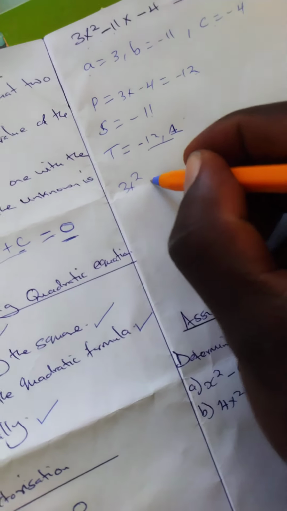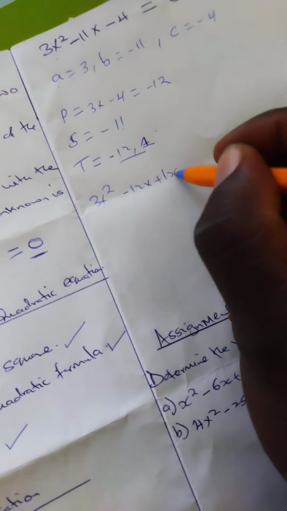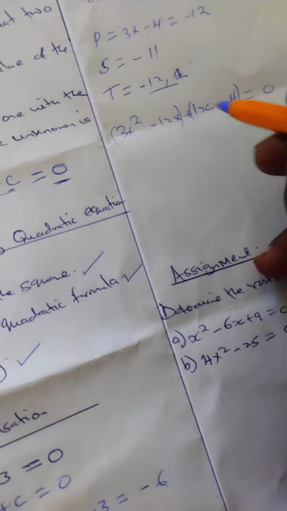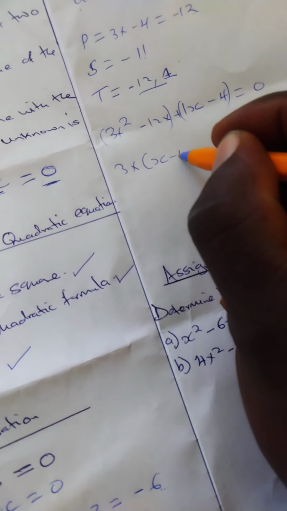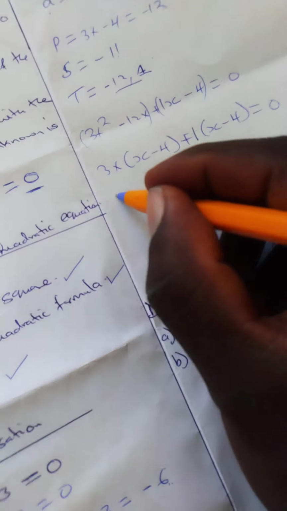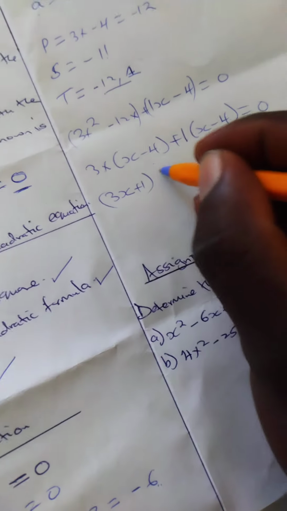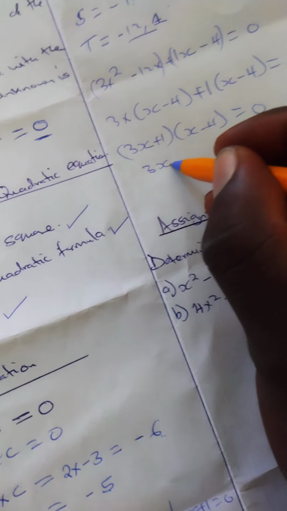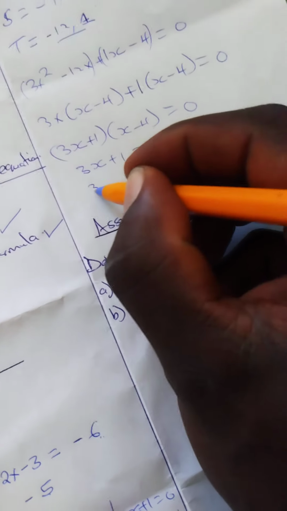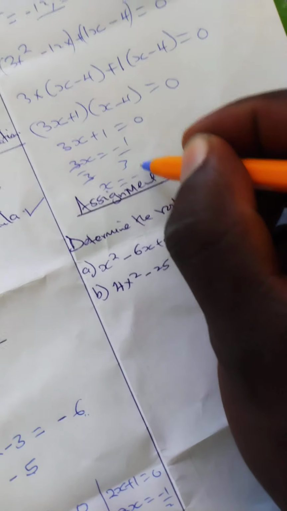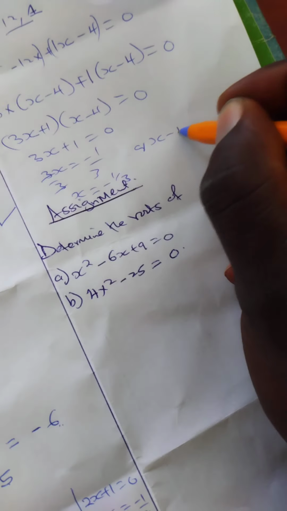This 3x squared minus 12x plus 1x minus 4 is equal to 0. This one you factorize, this one you factorize. This 3x into x minus 4 plus 1 into x minus 4 is equal to 0. So 3x plus 1 and x minus 4 is equal to 0. So 3x is equal to negative 1, over 3, over 3. So our x is negative 1 over 3, or x minus 4 is equal to 0, so our x is equal to 4.